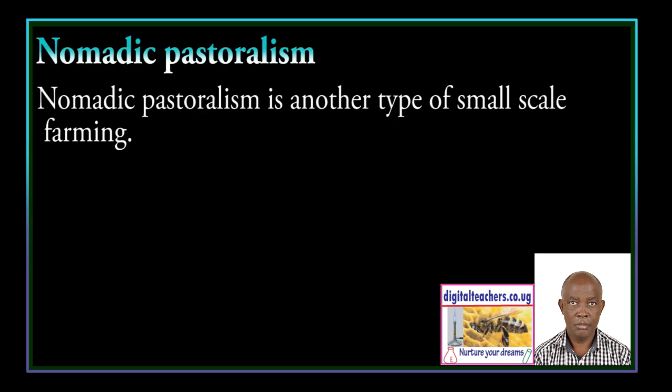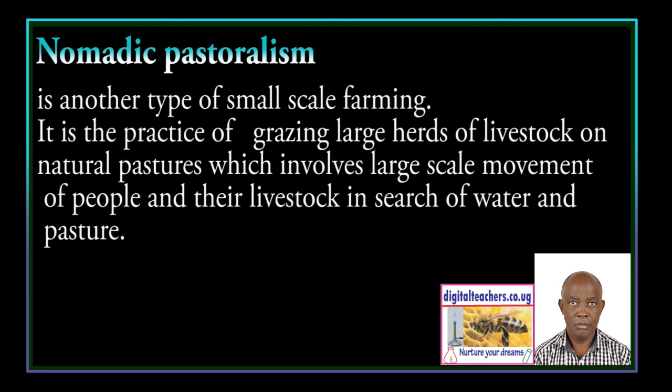Nomadic pastoralism is another type of small-scale farming. It is a practice of grazing large herds of livestock on natural pastures, which involves large-scale movement of people and their livestock in search of water and pasture.